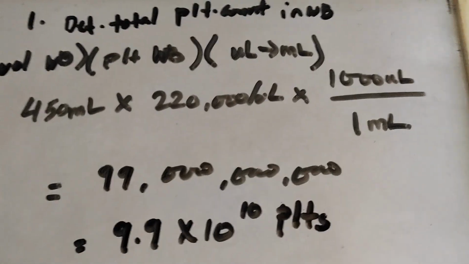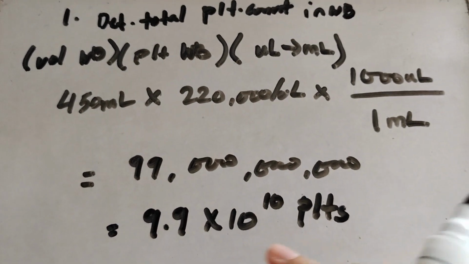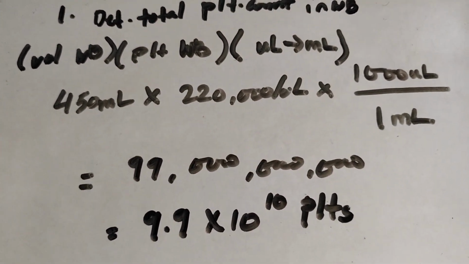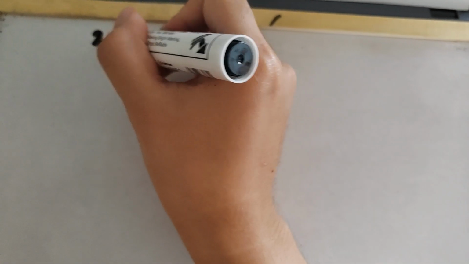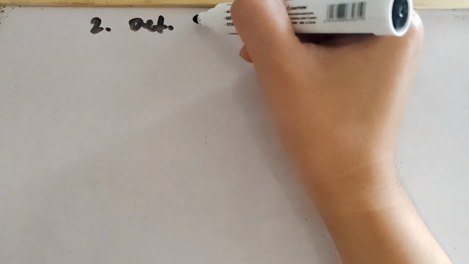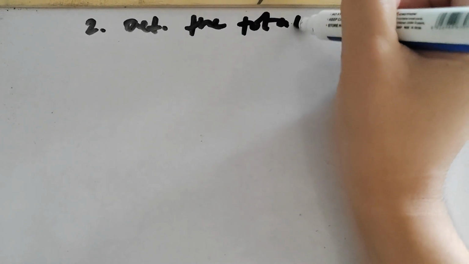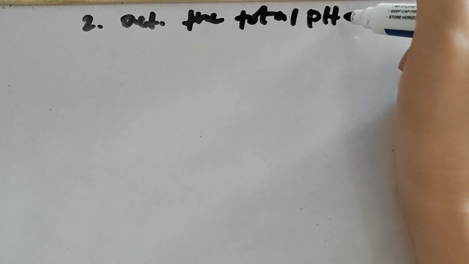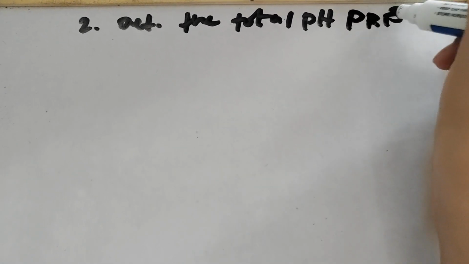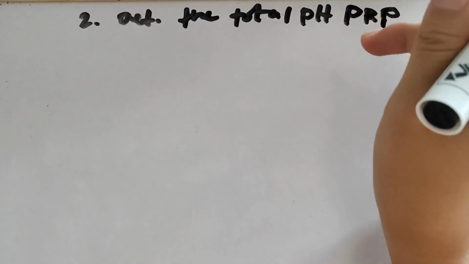Okay, so take note of this value. We are gonna use that. So, let's proceed with step 2. For step 2, you are going to determine the total platelet count in the PRP. Earlier it was in the whole blood, now it's in the PRP.